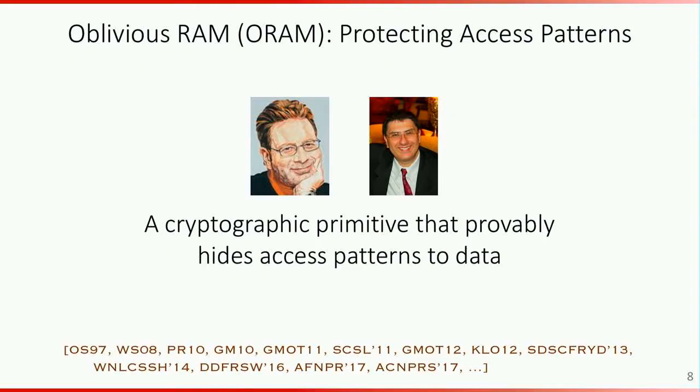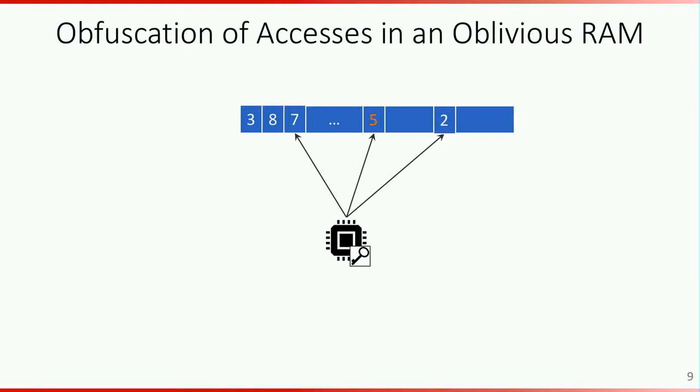And although these attacks are relatively recent, the problem of protecting access patterns was discussed around 3 decades ago when Goldreich and Ostrovsky came up with the notion of an Oblivious RAM, which is a cryptographic primitive to provably hide access patterns to data. In this talk today, it is not necessary for you to understand an Oblivious RAM scheme as such, but just to give you some intuition, here is what all Oblivious RAM schemes do.